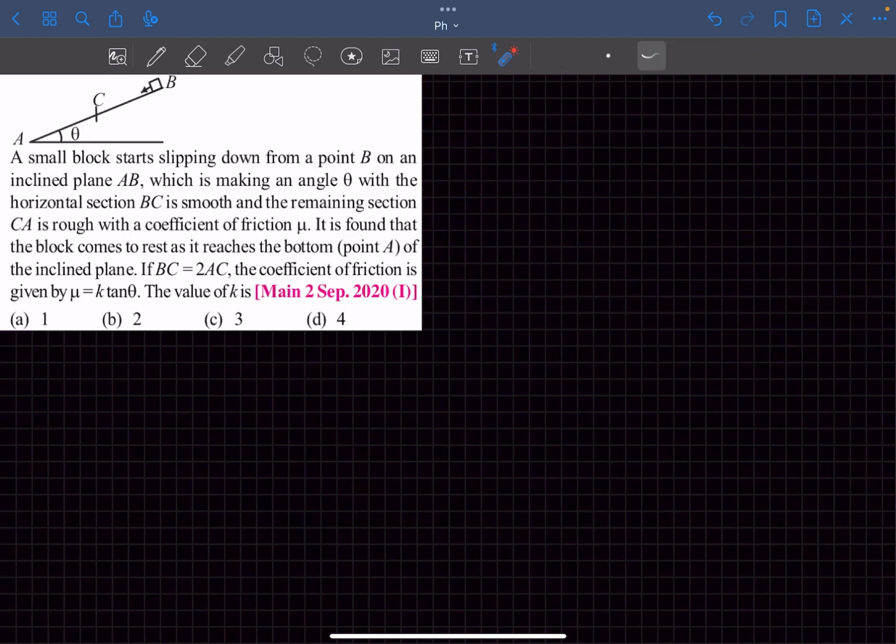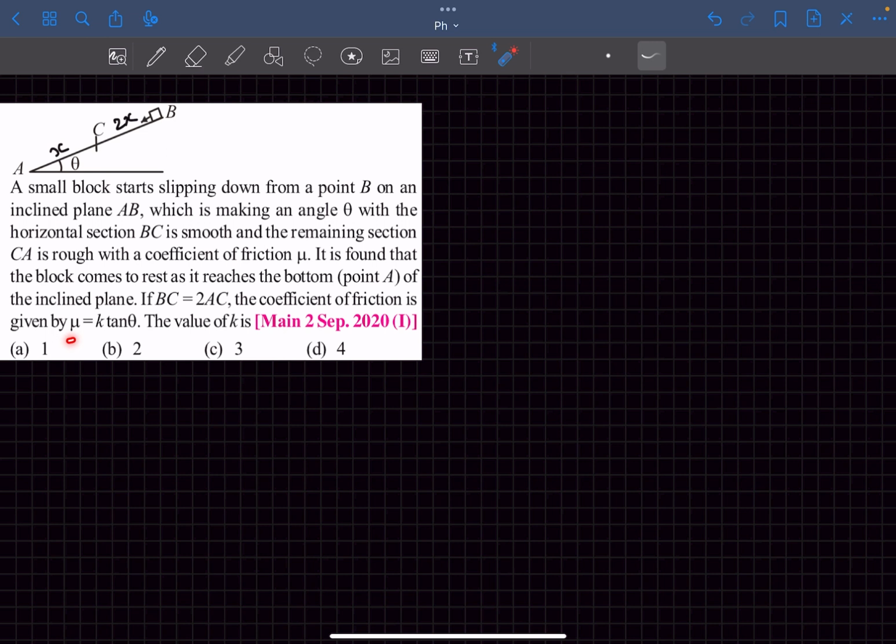So we have a block that is slipping down from a point B on an inclined plane AB, which is making an angle theta with the horizontal. The region BC is smooth and the remaining section is rough, coefficient of friction being mu. It is found that the block comes to rest exactly when it reaches point A, and it's given that BC equals twice of AC. So if I call the distance AC as x, BC would be 2x. So we have to find the relationship between mu and tan theta.